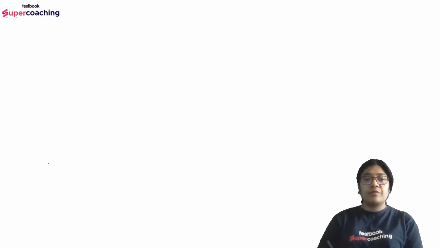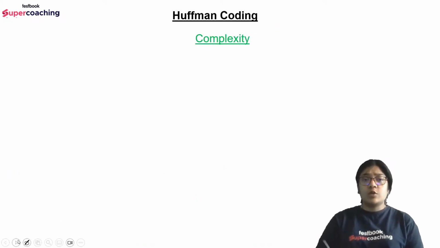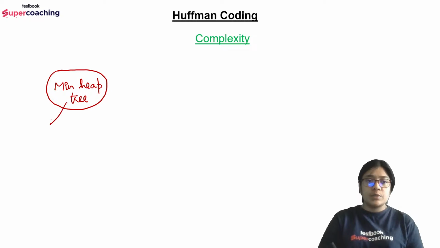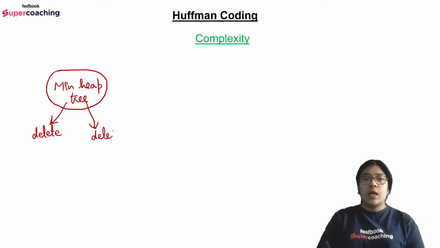If we talk about the time complexity for Huffman coding, what we are doing is we have a min heap tree. And in the min heap tree, what are we doing? We are deleting 2 minimums at every step. At every step we need 2 minimums. Delete one element, delete another element. After that, you take the sum and insert the result.